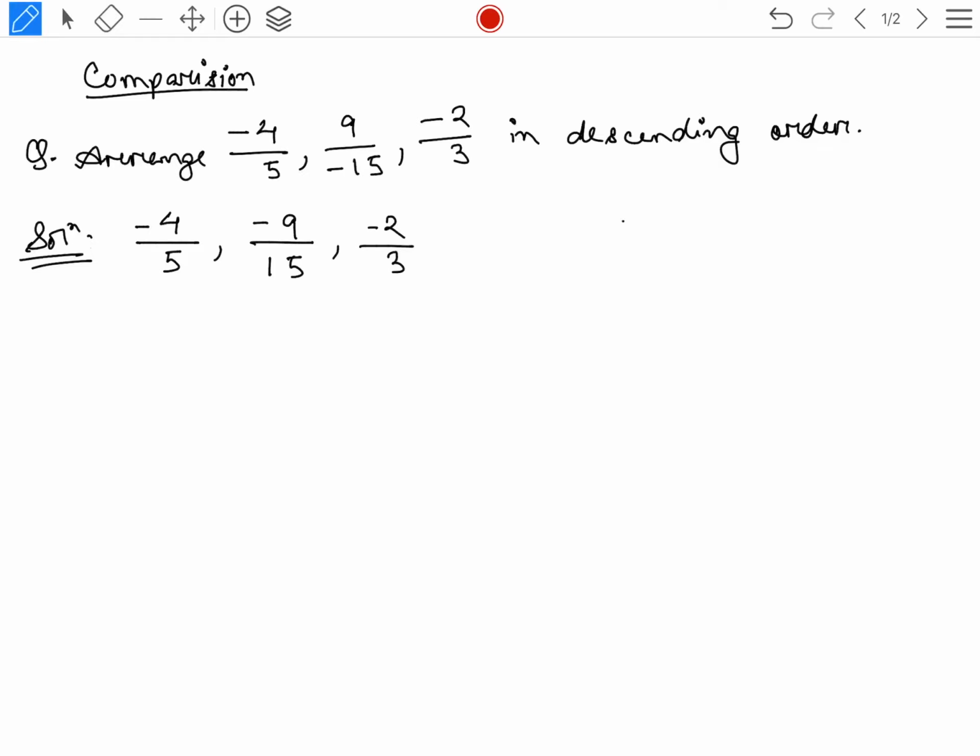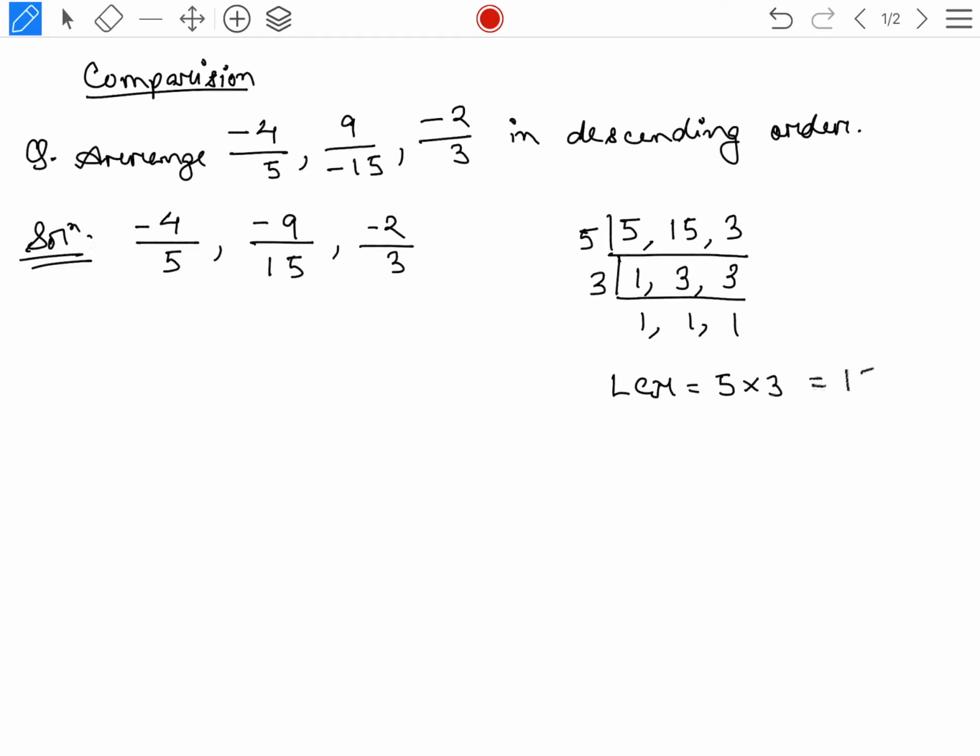Second step, we need to find out the LCM of the denominators. I think all of you remember how to find out the LCM, yes or no? 5, 15 and 3. See, you can divide 5 and 15 by 5. So 5 ones are 5, 5 threes are 15. 3 is not divisible, so it is 3. Again, since there are two 3s, we'll divide by 3. 1, 1 and 1. So LCM will be equal to 5 into 3 into 1 into 1 into 1. So 5 threes are 15, yes or no?